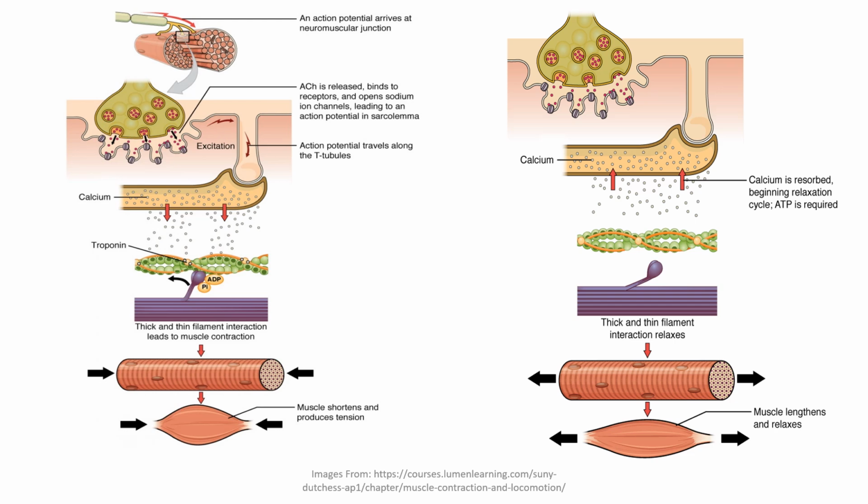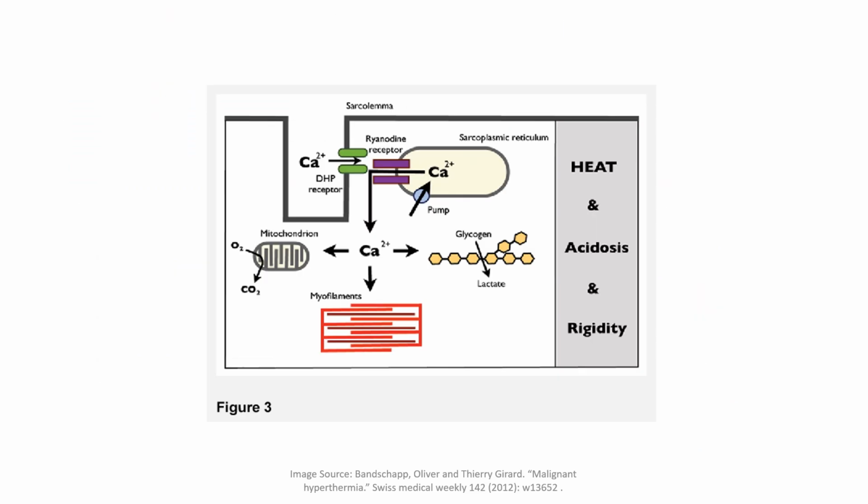The dihydropyridine receptor consists of 5 subunits, one of which forms a calcium channel. The ryanodine receptor releases the calcium stored in the sarcoplasmic reticulum to the sarcolemma. A calcium pump normally restores the calcium back into the sarcoplasmic reticulum once the myofilament binding relaxes via an ATPase-dependent mechanism. In MH, the dysfunction lies with the ryanodine receptor.